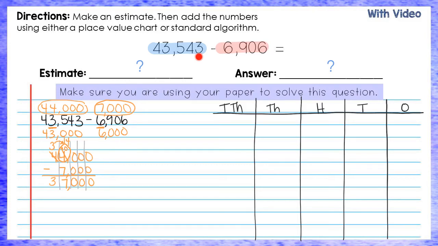Let's start in the ones. There are 3 ones. 1, 2, 3. There are 4 tens. There are 5 hundreds. There are 3 thousands. There are 4 10,000s. I'm going to write this number near the bottom of my place value chart.